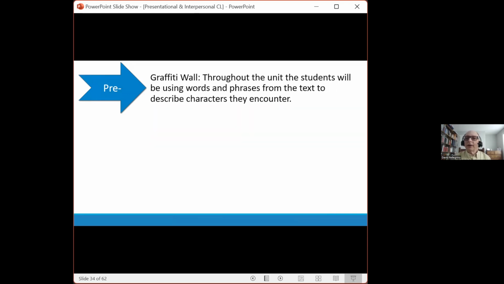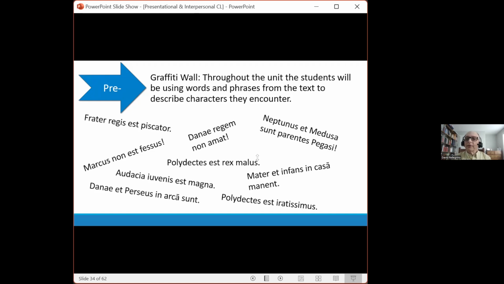So we're going to start out by having learners write short descriptions of characters that they meet as they read. I envision this as an ongoing activity throughout the unit for the students to reinforce structures and vocabulary that they are learning along the way. It also helps them remember the characters in the story. Here are some examples that I wrote using the reading text as a basis.